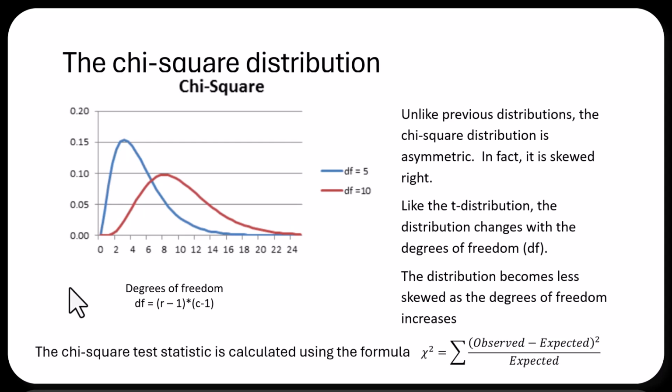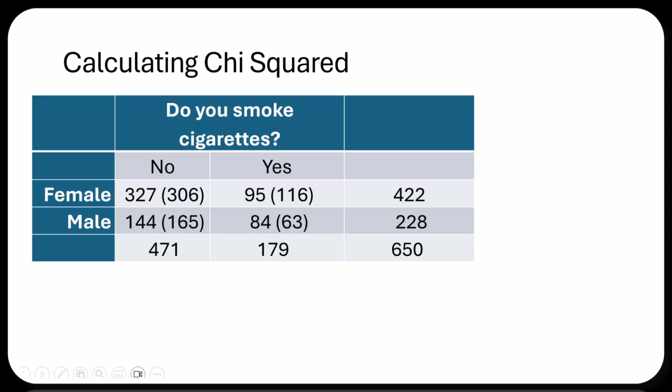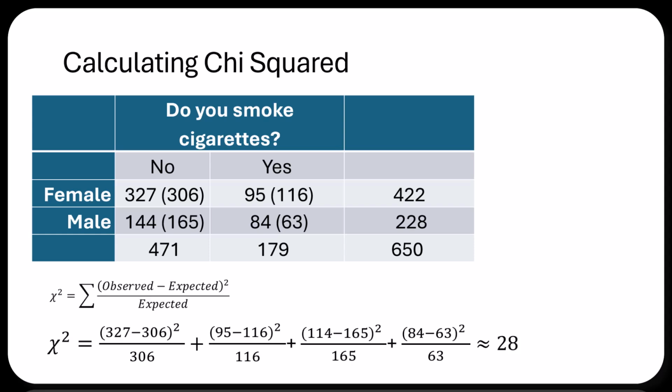So in order to calculate the chi-square test statistic, this is our formula. Chi-squared is equal to the sum of observed minus expected values quantity squared divided by the expected values. So let's go ahead and calculate our chi-squared value one time by hand. So here is our formula. Here is the math. Let's just walk through this. We have to do this 4 times, one for each of the 4 boxes in our data.